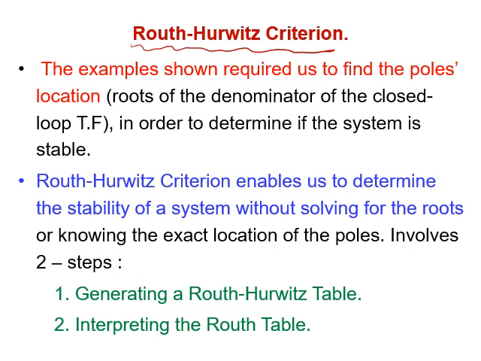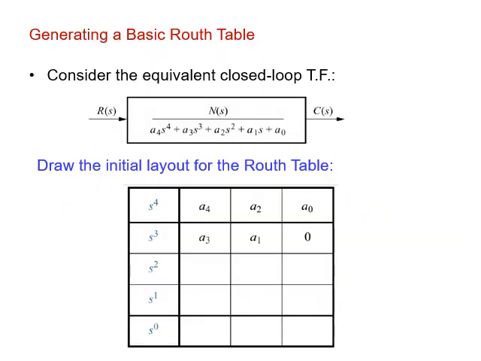How to do the Routh-Hurwitz criterion? We are going to generate the Routh-Hurwitz table, then we will interpret it. You will see after a while that we are going to generate a table, and then we will interpret the table. Here is the table which we are going to generate. In generating the table, first of all, we calculate the closed loop transfer function. From the closed loop transfer function, we have what is called, again, the characteristic equation. From the characteristic equation, we are going to build the table. The table is to be done like this.